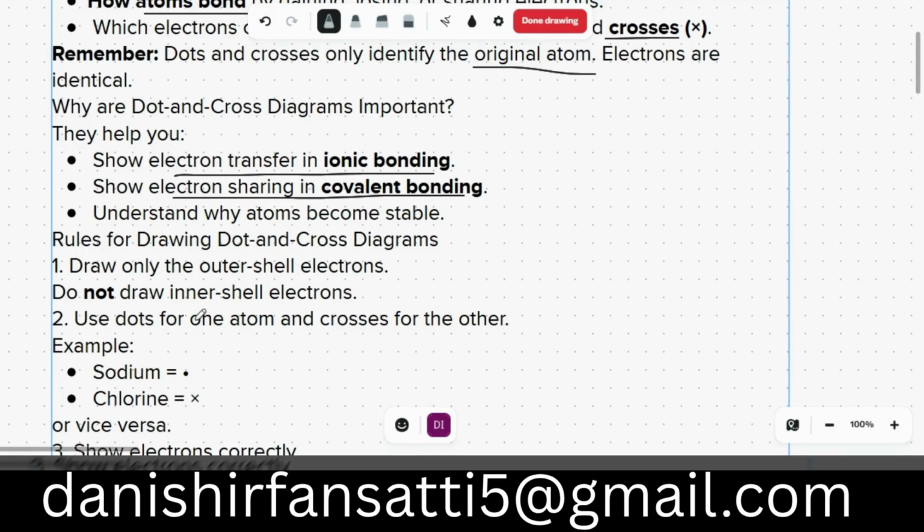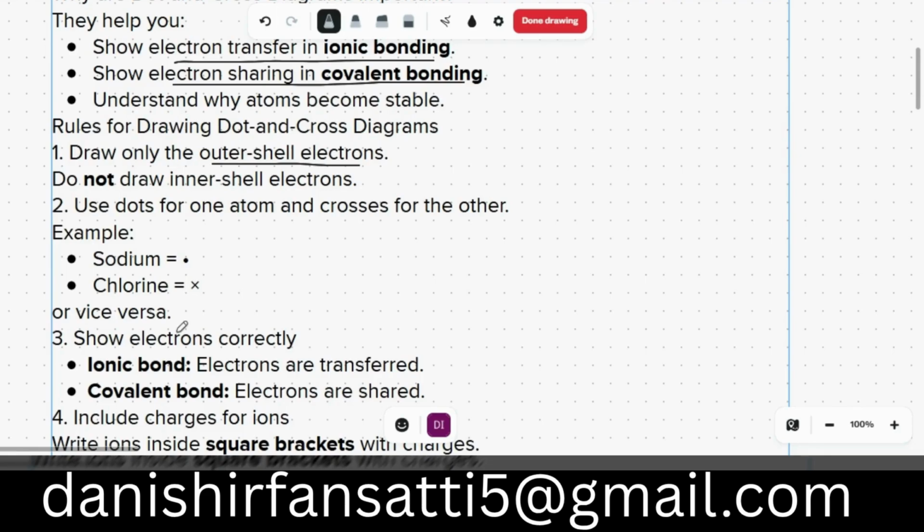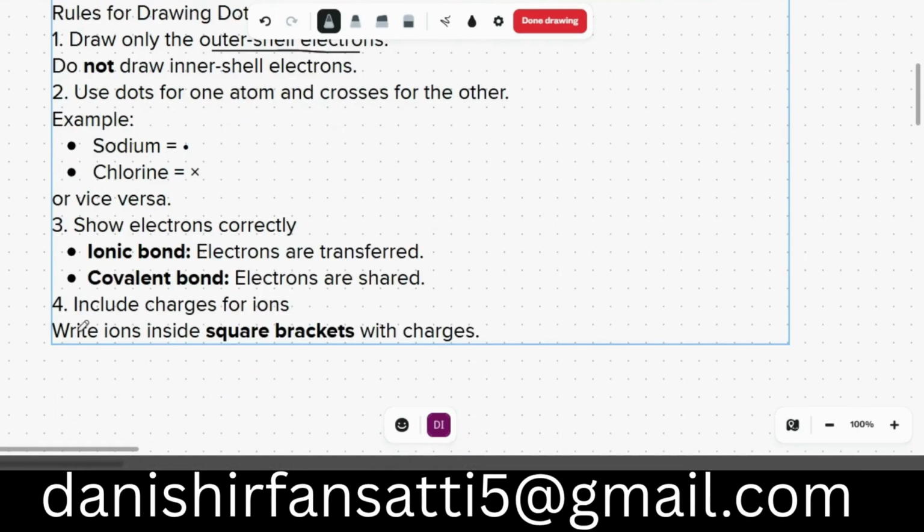Rules of drawing dot and cross diagrams. Draw only the outer shell electrons. Do not draw the inner shells. Use dots for one atom and crosses for the other atom. We will do examples of that. For example, for sodium we use dots, and for chlorine we use crosses, or vice versa.